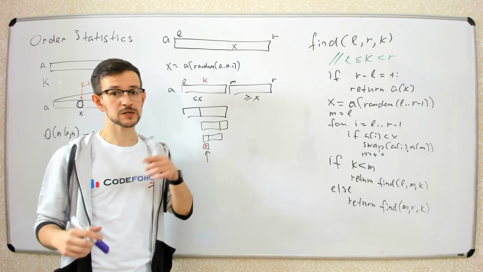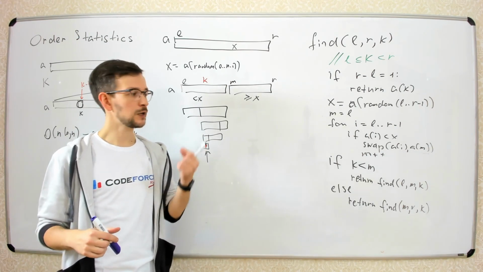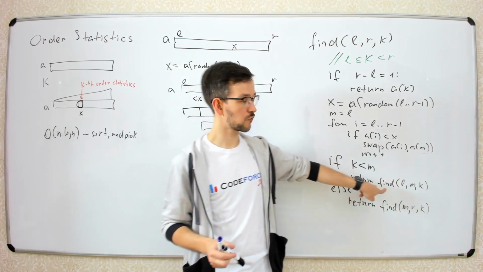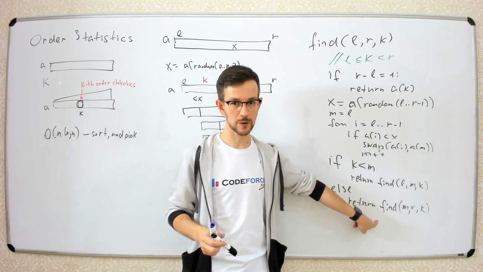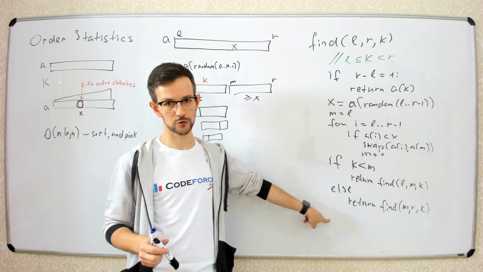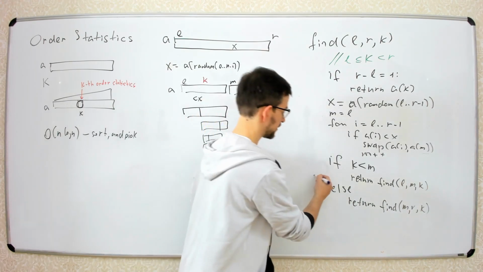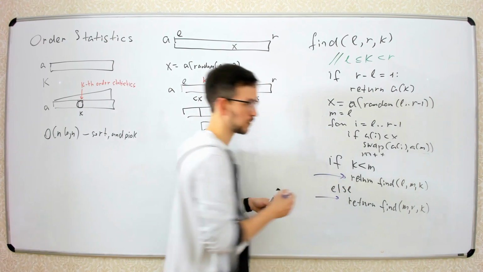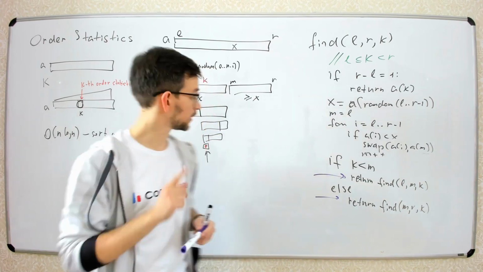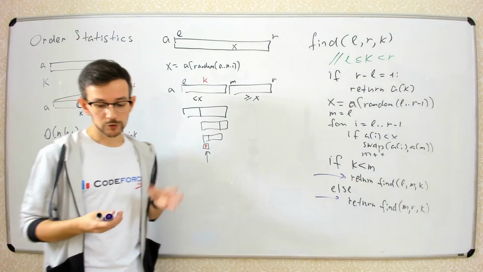The key difference is we make only one recursive call. In quicksort, we make two recursive calls, for the left part and for the right part. Here we make only one recursive call. We go to the left part or to the right part. We never have these two recursive calls at the same time. That's better.